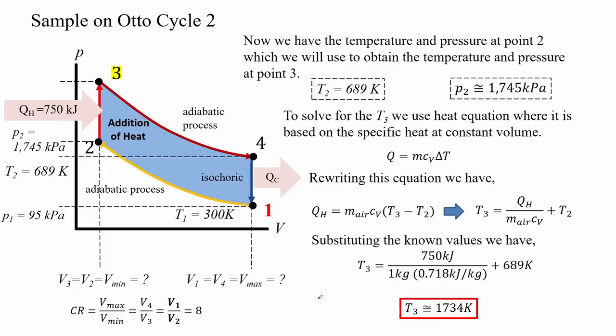Now we have the temperature and pressure at point 2, which we will use to obtain the temperature and pressure at point 3. To solve for T3, we use the heat equation where it is based on the specific heat at constant volume. Rewriting this equation and substituting the known given values, we have that the temperature at point 3 is about 1753 Kelvin.